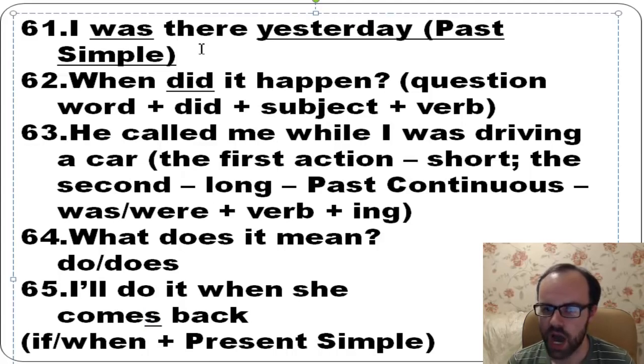Okay, so I was there yesterday. It's past simple. When did it happen? So question word plus did plus subject plus verb. He called me while I was driving a car. So the first action is short. The second is long. It's past continuous. We use it for long actions. Was, were plus verb plus ing. What does it mean? Do, does. I'll do it when she comes back. So you need to remember that if or when plus present simple when you talk about the future.